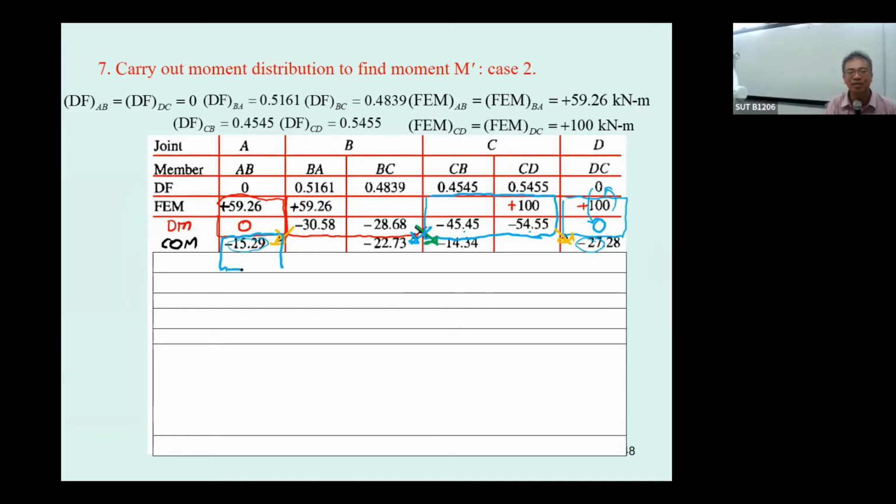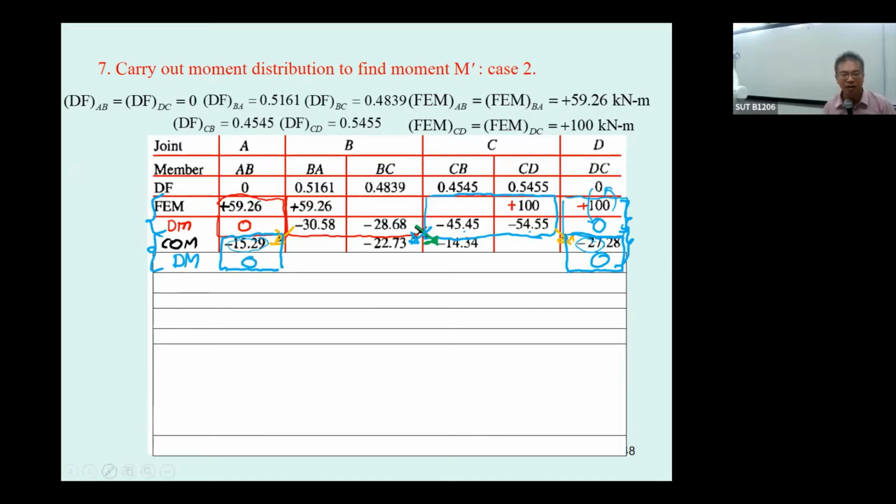This is going to be the second round. You do the distributed moment. This is called the first round. This is called the second round. This is going to be the first round, and this is going to be the second round. And the balance of the moment here is going to be 0. This is going to be 0.